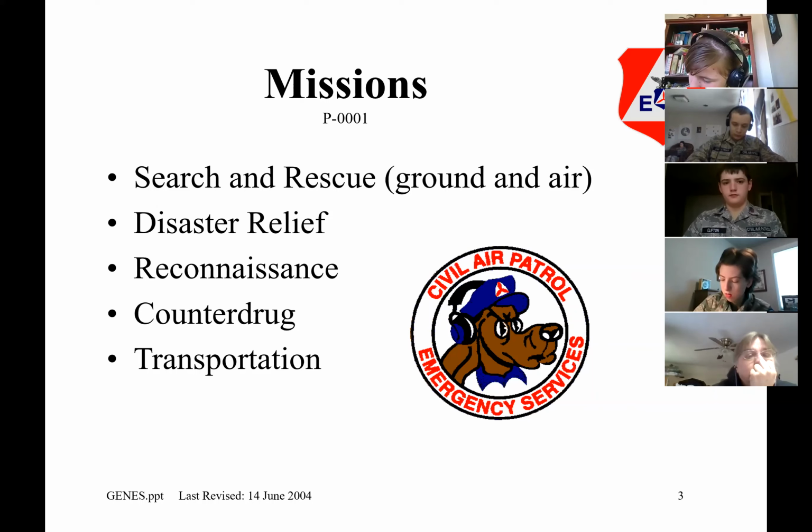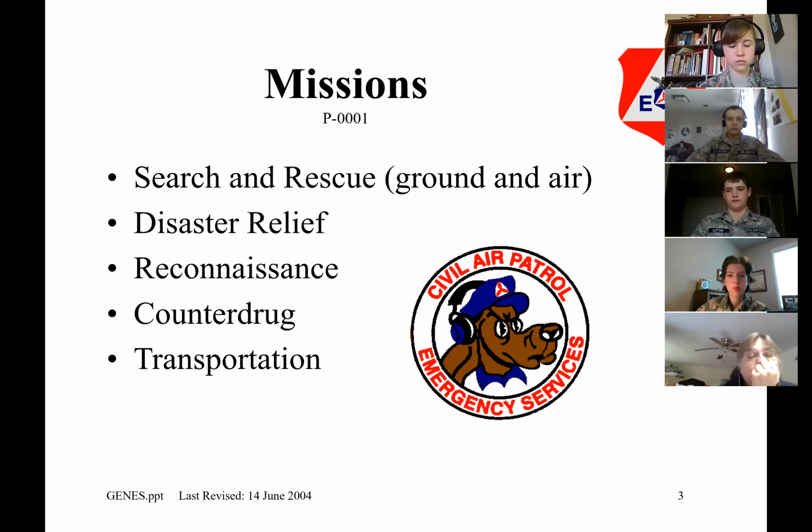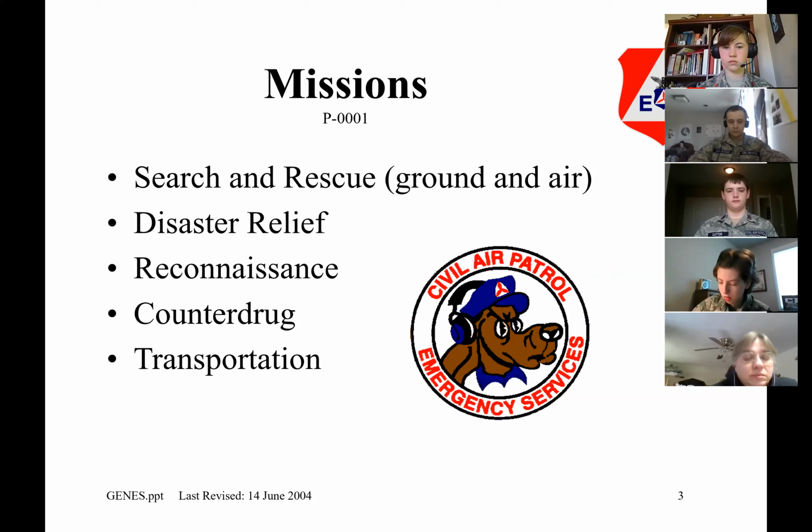Reconnaissance ranges anywhere from, again, in disaster relief on photo missions, taking pictures of the damage and uploading them to FEMA. Counter drug, we have assisted with that. And then in transportation, take the COVID pandemic, when the tests first came out. Civil Air Patrol was and still is involved in transporting by air or ground those supplies from various points. We're not usually used to transport patients. There are certain remote circumstances where we can do that, but that is a very rare thing. That's left to the professionals, the ambulance companies and things like that.